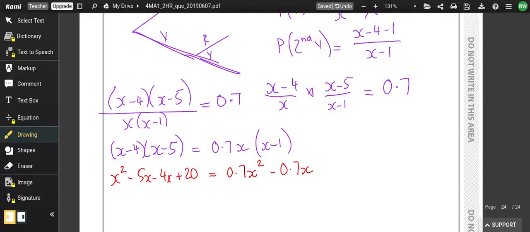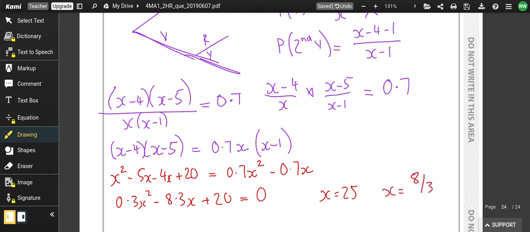So take the 0.7x squared and make it a minus. So I get x squared minus 0.7x squared is 0.3x squared. Then I've got minus 9x on the left, plus 0.7x is minus 8.3x. And then we have a plus 20 equals 0. So we go to our calculator: 0.3x squared, negative 8.3, and a 20. We get x equals 25, or x equals 8 over 3.